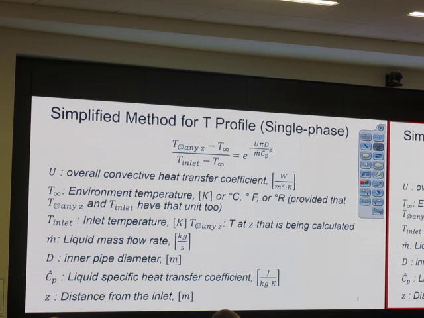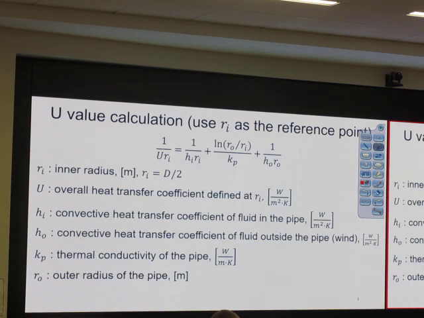The U value depends on heat transfer inside, heat transfer through the pipe, and heat transfer outside. When we have the pipe, inside we have oil flowing, and outside we have air blowing across the pipe. Heat from the oil will have to go through the inner wall through convective heat transfer. That is why we have the convective heat transfer coefficient, HI.